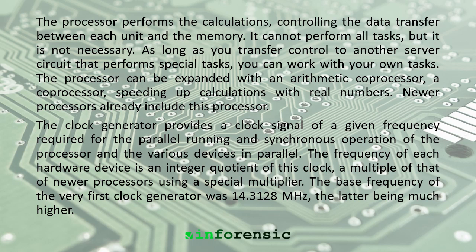As long as you transfer control to another support circuit that performs special tasks, you can work with your own tasks. The processor can be expanded with an arithmetic coprocessor, speeding up calculations with real numbers. Newer processors already include this processor. The clock generator provides a clock signal of a given frequency required for the parallel running and synchronous operation of the processor and the various devices in parallel. The frequency of each hardware device is an integer quotient of this clock, a multiple of that for newer processors using a special multiplier. The base frequency of the very first clock generator was 14.3128 MHz, the latter being much higher.